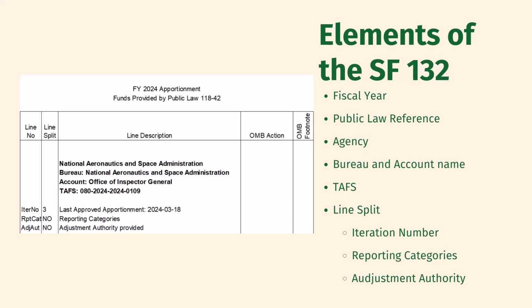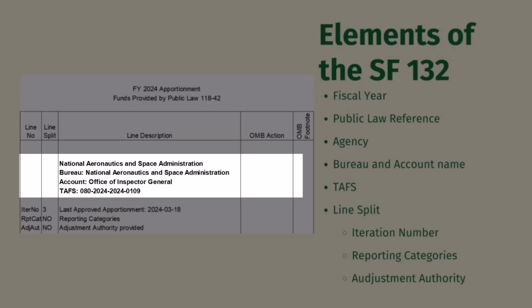Moving down the form, you'll see the organizational hierarchy. First, the agency, in our example, NASA. Then, the Bureau, which is a subdivision within the agency. In our case, the Bureau is also NASA because it's a smaller agency. But in larger departments like defense or agriculture, you'll see distinct bureaus. Finally, you'll have the specific account name. Here, it's the Office of Inspector General, which represents a particular pot of money within NASA for a specific purpose and function.